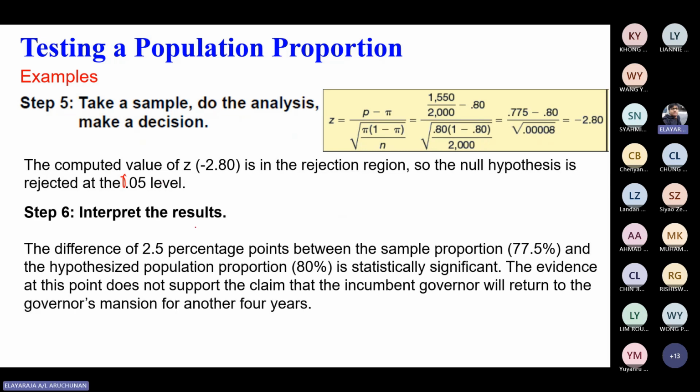And then the interpretation: you can say that the difference of 2.5 percentage points between the sample proportion, about 77.5%, and the hypothesized population proportion of 80% is statistically significant, so the evidence does not support the claim that the incumbent governor will return for another 4 years. That means he may fail in the election. He will not be elected. That is the interpretation you can give based on the value you obtained.